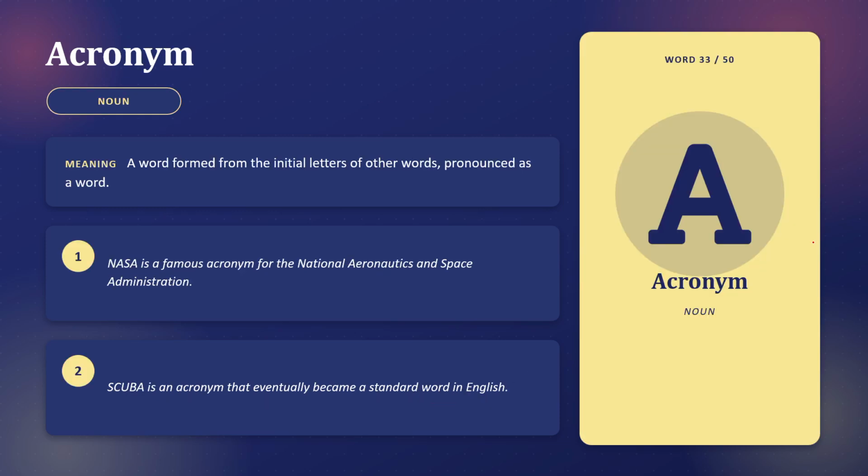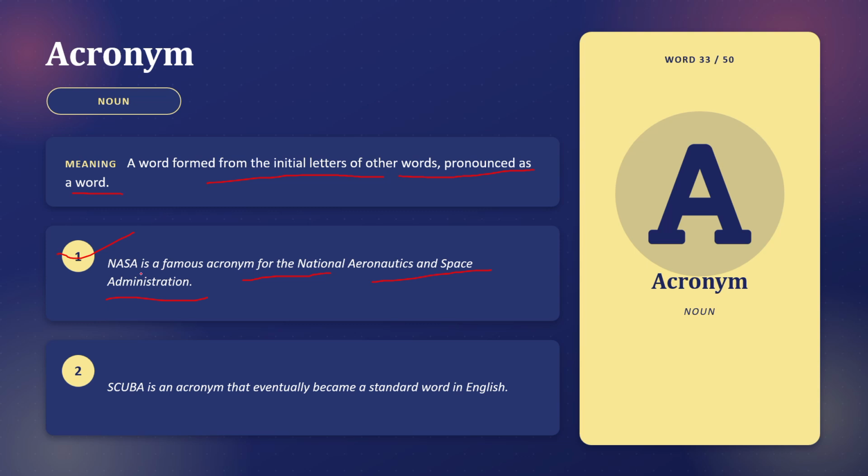Next word, acronym. A word formed with the initial letters of other words and pronounced as a word is an acronym. NASA is a famous acronym for the National Aeronautics and Space Administration.